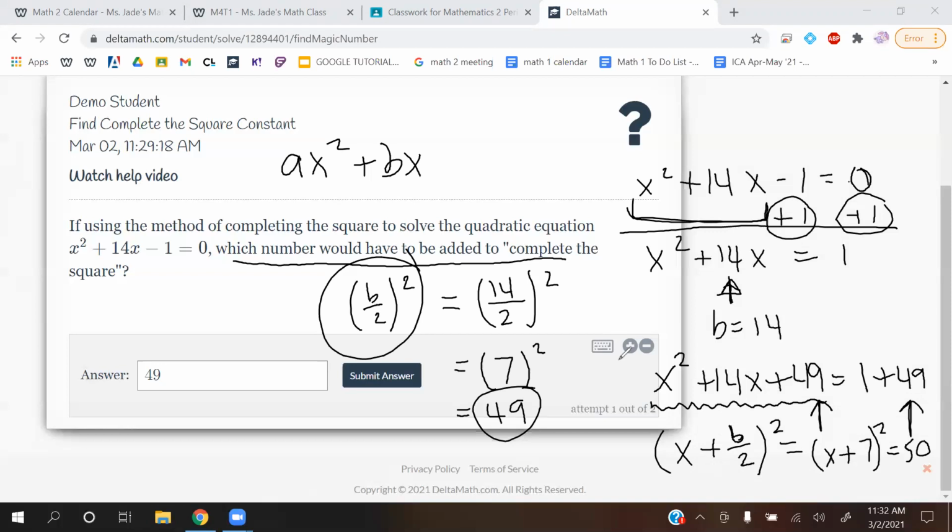So what we actually ended up doing is rewriting this original equation into this: x plus 7 squared equals 50. And this helps us solve it because then you can just square root both sides and then subtract 7, just like in the last category. So completing the square is a process that can help us solve the equation. The reason why you add b over 2 squared is so that you can turn the original quadratic into a perfect square. X plus 7 squared is a perfect square. That's why it's called completing the square, because you make it a perfect square.